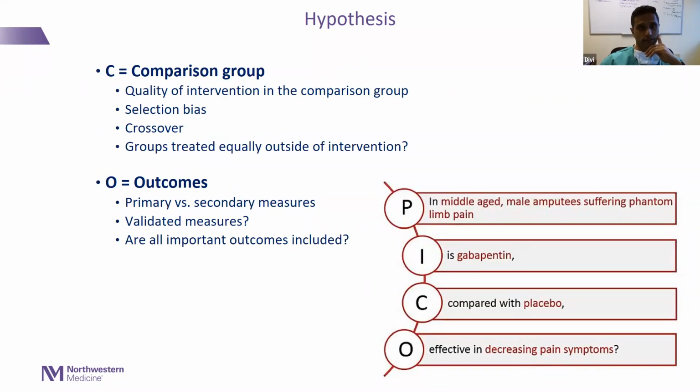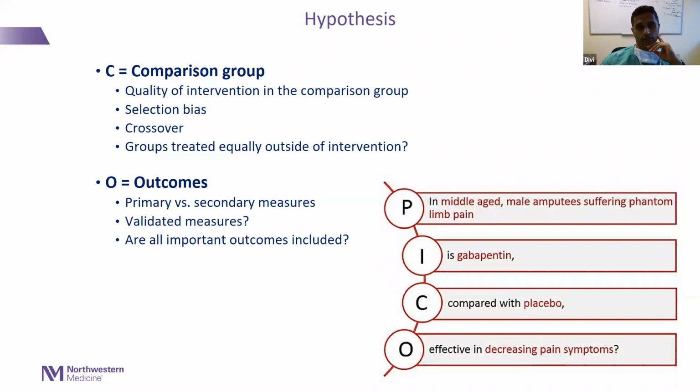C stands for comparison group. You obviously need a comparison group to have a higher level of evidence, whether it's placebo or, let's say, the standard of care. Otherwise it becomes kind of a case series, automatically lowering your level of evidence. But you want to look at the quality of intervention in the comparison group and look at selection bias, as well as the amount of crossover between groups. And then in addition, were these groups treated equally outside of the named intervention? Again, this would be another example of confounders.